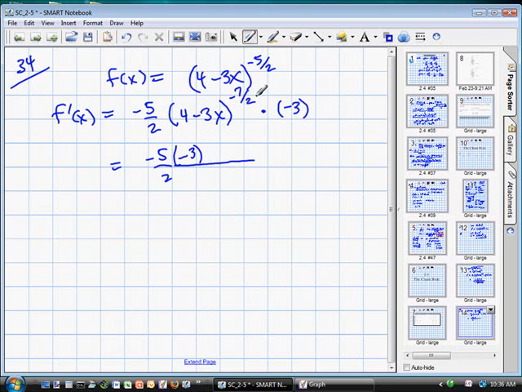On the bottom, what are we going to have? How should we write this? It's the square root of 4 minus 3x to the 7th. And so we're really done. The only thing I would do is change the numerator to positive 15. Can't cancel anything. So, questions?